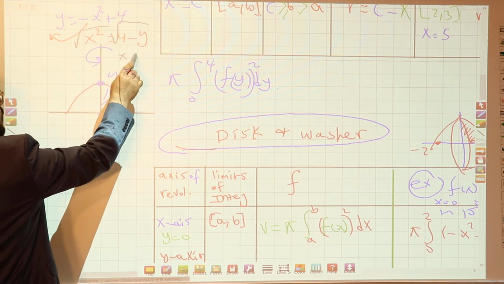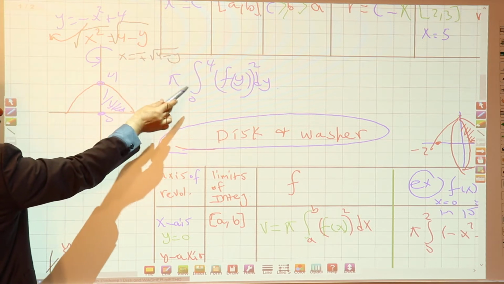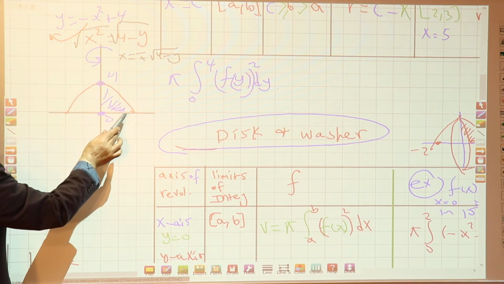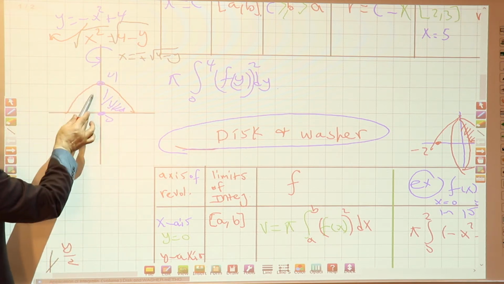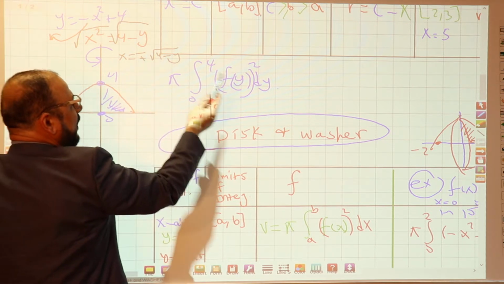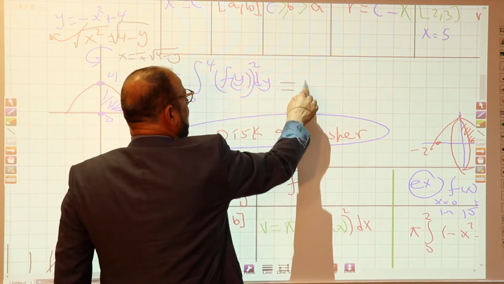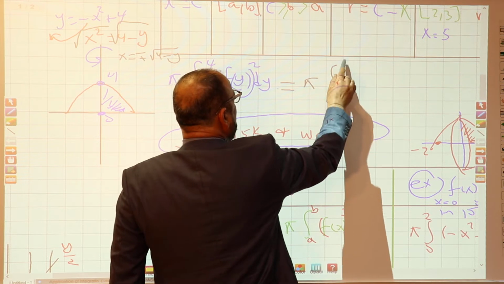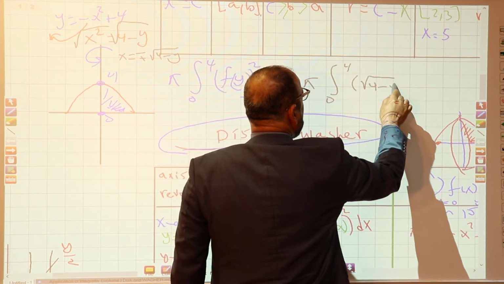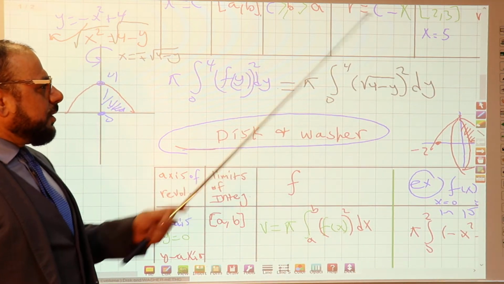Then x equals plus or minus the square root of 4 minus y, but here you're going to square it, giving 4 minus y. Plus or minus means the bottom and top, but actually we need the positive one, the one on top. Even if you take either one, you're going to square it. Pi from 0 to 4. This integration is a lot easier than the other one because the square cancels the square root.